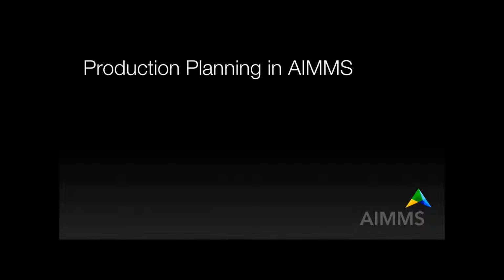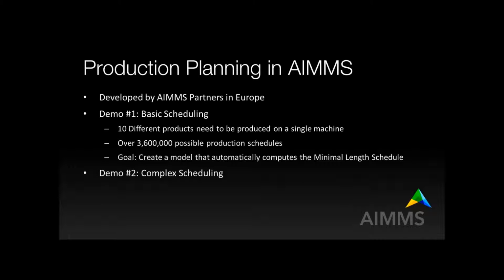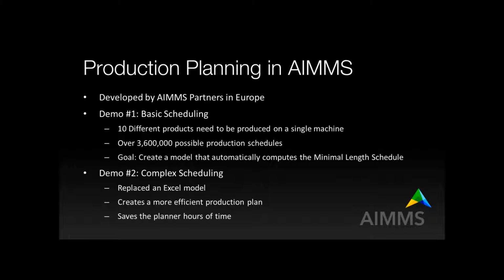In this video, we're going to look at why optimization in advanced analytics is critical to any business. This particular example is from an AIMS partner in Europe and looks at production planning. So we're going to be showing two examples. The first is designed to show how even a basic scheduling task can be difficult, and the second shows a more complex and realistic production operation that would take hours to schedule by hand in Excel, but could be done easily and quickly in AIMS.